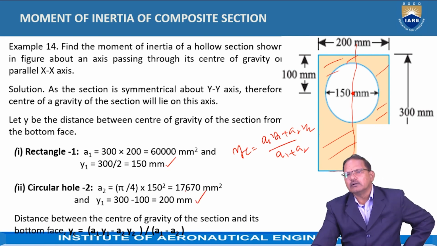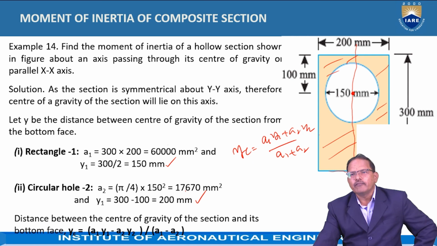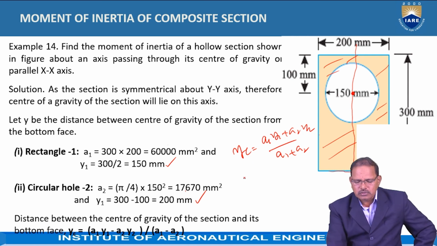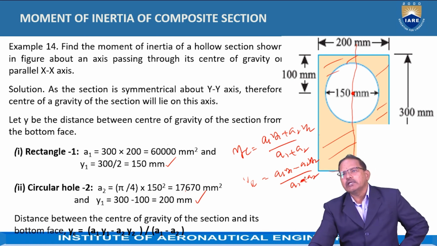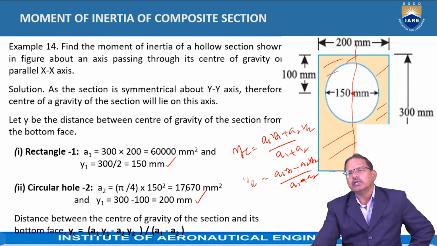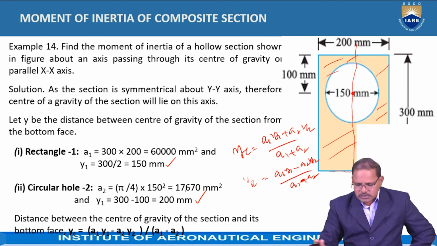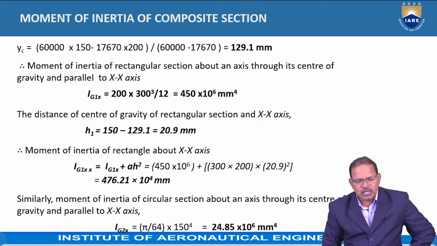Since the area is removed, the modified equation for determining yc is (A1y1 − A2y2)/(A1 − A2). Here the minus sign represents the cutout, that is, the area is removed and treated as negative. Substituting the values in this equation, we get yc = 129.1 mm.